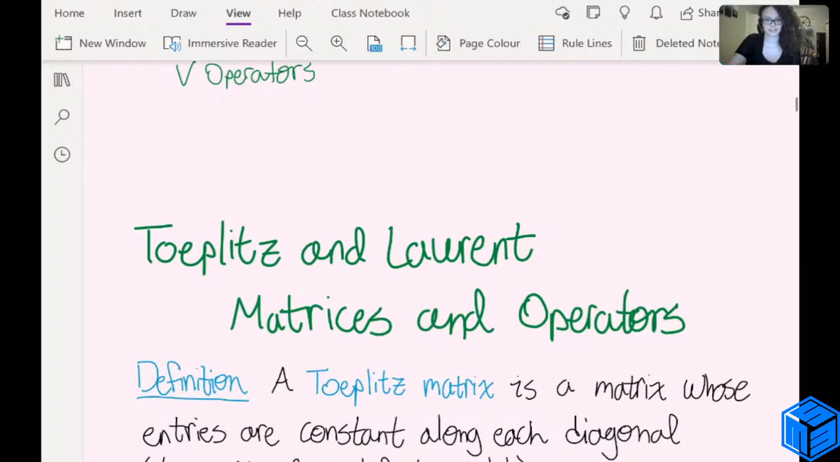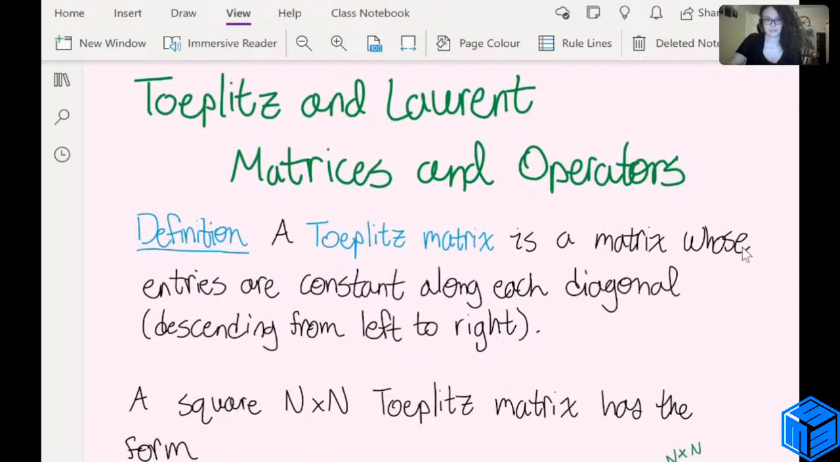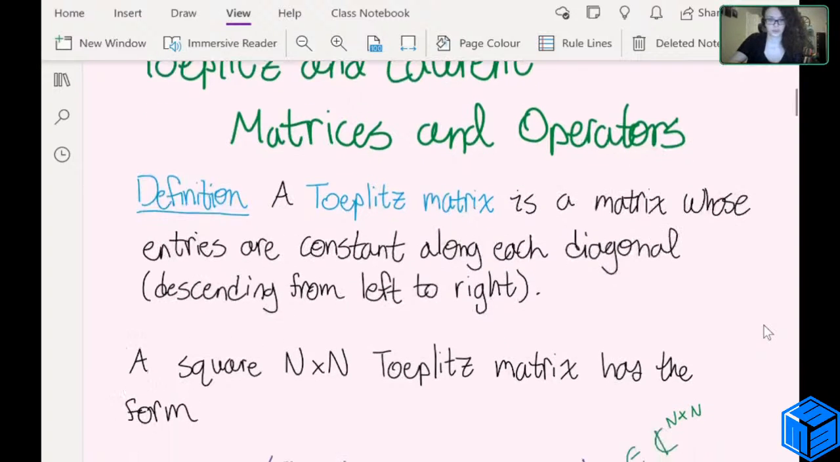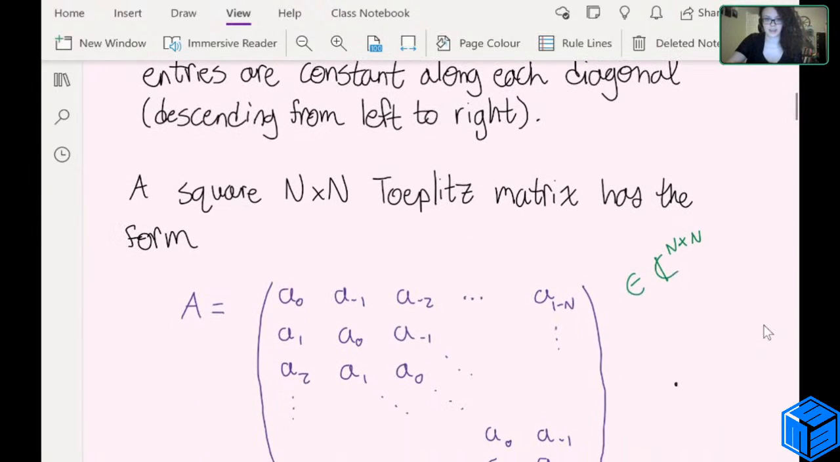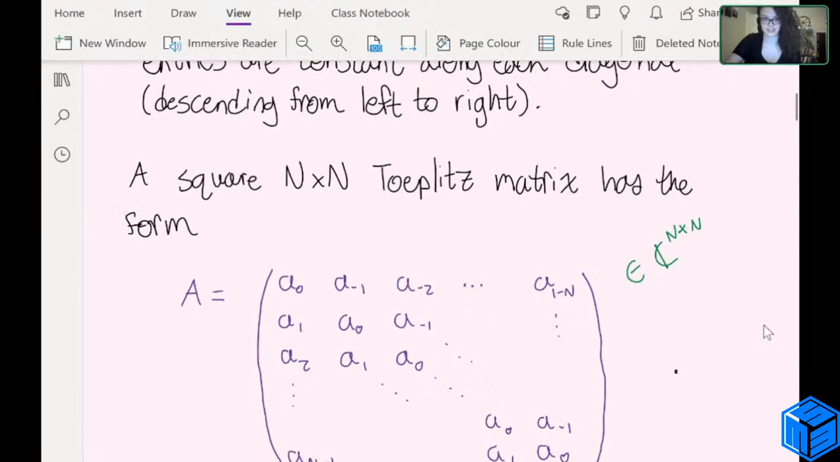So first, a Toeplitz matrix is a matrix whose entries are constant along each diagonal. And these diagonals are the ones that are descending from left to right. So a Toeplitz matrix does not have to be square, but we will only be considering square Toeplitz matrices here. So we can write a square n by n Toeplitz matrix like this.